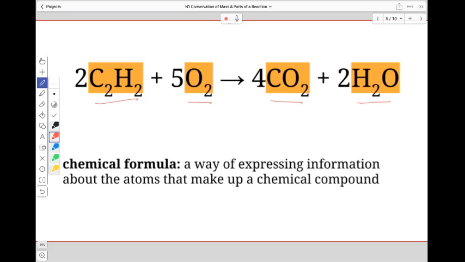CH2, the word version of that, which you don't need to know, would be ethane. This would be oxygen. I'm just trying to show you something here. This would be carbon dioxide.